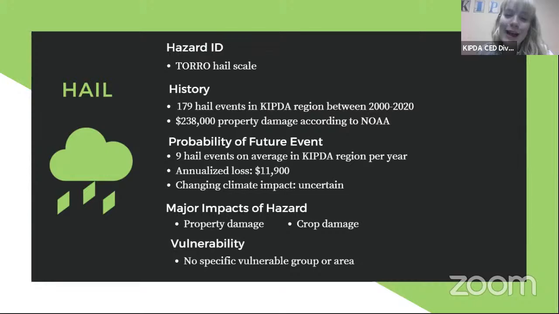And then hail. Hail is rated on the TORRO hail scale. So there's a magnitude rating for hail. In the past, we've had about 179 hail events in the KIPTA region between 2000 and 2020. And according to NOAA, that resulted in about $238,000 in property damage. So that leads to about, on an annual basis, about 9 hail events on average in the KIPTA region per year, with an annualized loss of about $11,900. It is, however, unclear how the changing climate is going to impact hail events. The major impacts of hail are, of course, property and roof damage and crop damage. And there's no specific vulnerable group or area to hail.